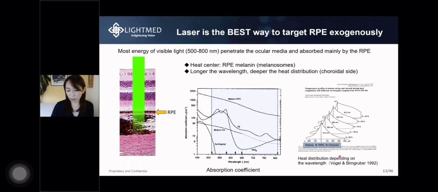This is a very old but nice study. For your information, if we use longer wavelengths, the light goes a little farther, and the heat center becomes a little more choroidal side. But whatever the wavelength, as I said before, RPE melanin is the center of absorption. So therefore, we can target the RPE with this 577 laser.